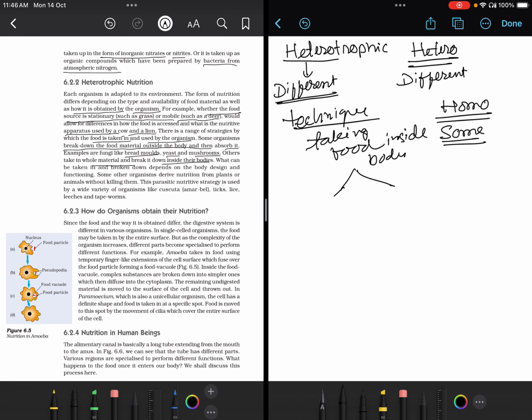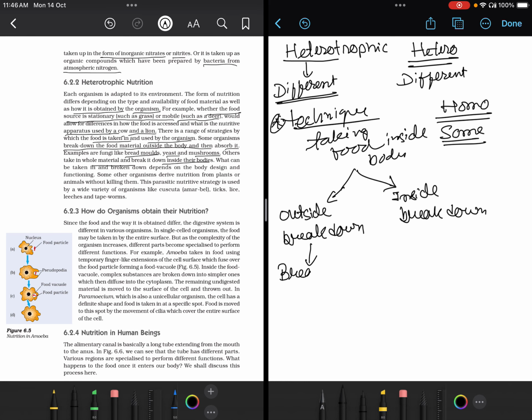are two types. One is outside breakdown, and one is inside breakdown. Now, for outside breakdown, the examples they have given are bread molds, which are nothing but fungi. Bread molds, yeast, and mushrooms.